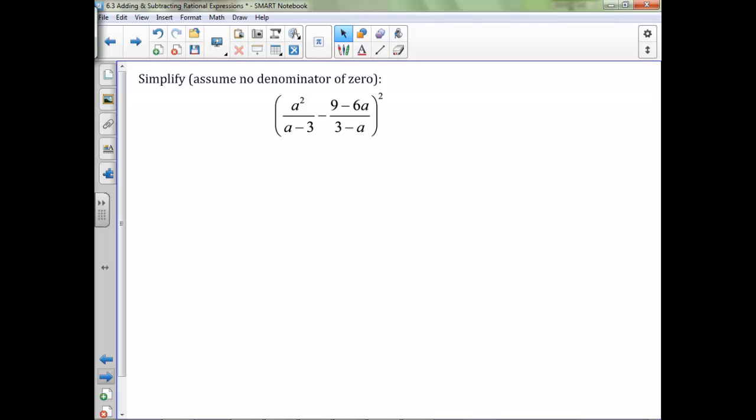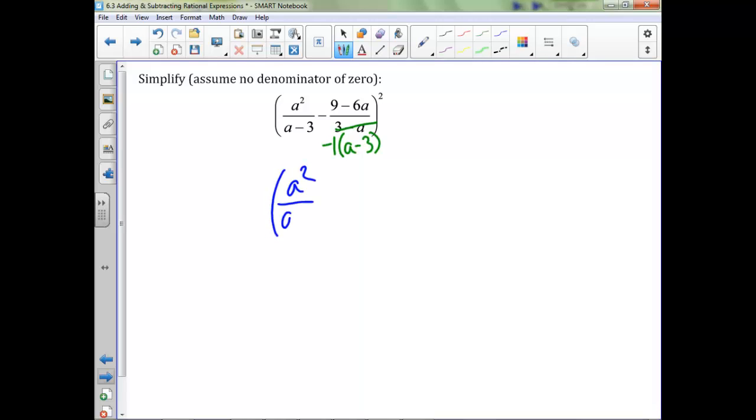Now this one, it is going to be this whole quantity times itself, but let's see what we can do about simplifying that inside the parentheses first and make our lives a little bit easier. So first thing to notice, these denominators aren't the same, but if we factor out that negative 1, they will be the same. So we can actually begin, we'll have a squared over a minus 3, minus, and then we'll have this negative 1 times 9 minus 6a all over a minus 3, and then all this squared.